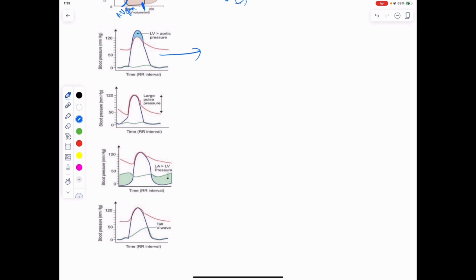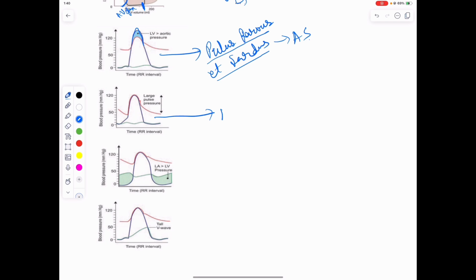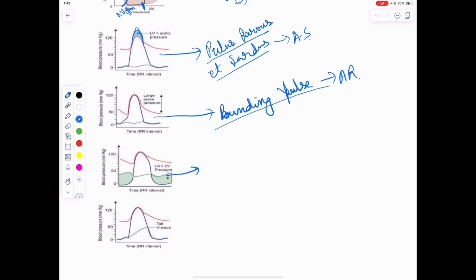Now for this, remember that here the peak has gone a lot above the standard. So this is seen in pulsus parvus et tardus. Now this pulsus parvus et tardus is seen in aortic stenosis. This is a bounding pulse. This is seen in aortic regurgitation. Now here, this is the bounding pulse, as we are seeing a peak with large pulse pressure, and therefore this is known as aortic regurgitation, because we are seeing a lot of large pulse pressure. Whereas in pulsus parvus et tardus, there is not much pulse pressure difference, but the peak has gone beyond what was physiologically normal.